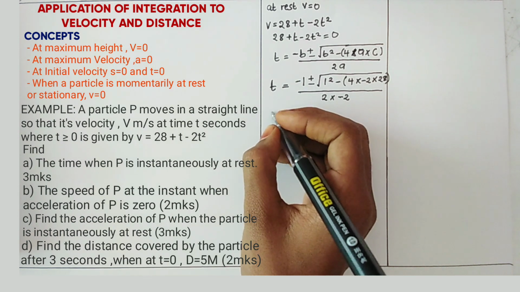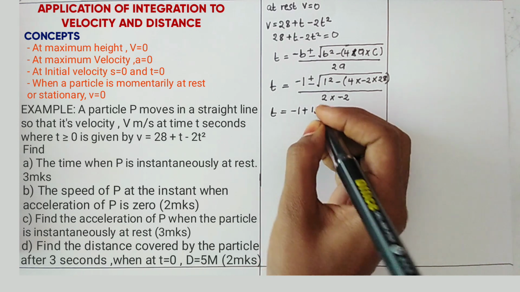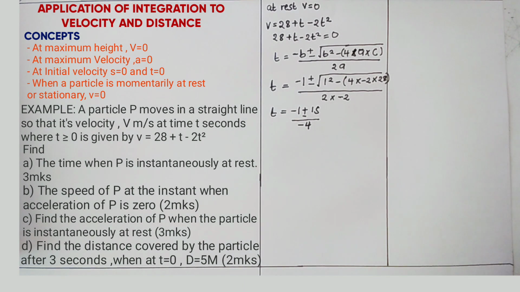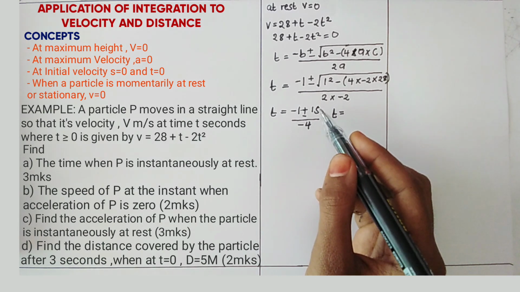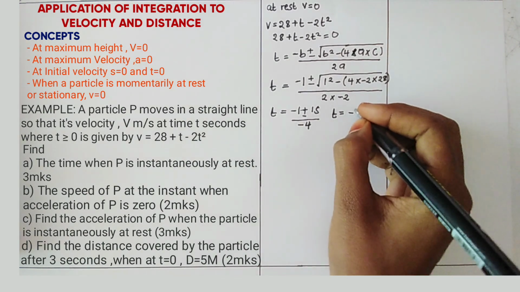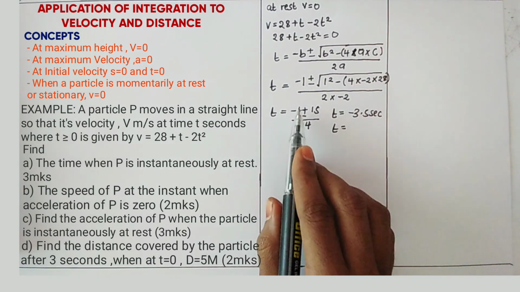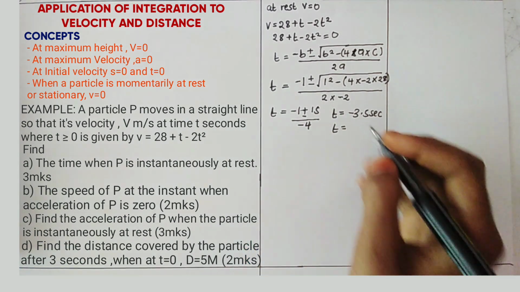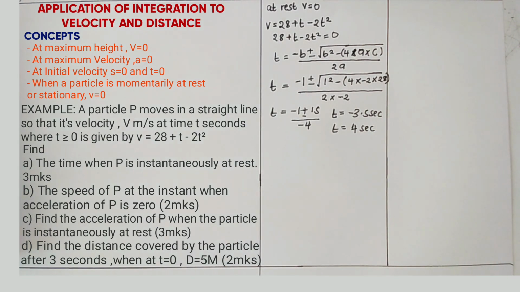So you say t is equal to negative 1 plus or minus 15 divided by negative 4. You find two values of time. You find time is equal to negative 1 plus 15, you get 14, divided by negative 4, you get negative 3.5 seconds. Or you get time is equal to negative 1 minus 15, which is negative 16, divided by negative 4, you get 4 seconds. Those are the two values, because you have been told to find time when P is instantaneously at rest.